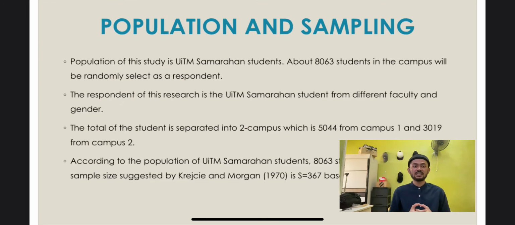So for the population and sampling, the population of this study is UiTM Samarahan students. About 8,063 students in the campus will be randomly selected as respondents. The respondents of this research are UiTM Samarahan students from different faculties and genders. The total of the students is spread into two campuses, which is 5,044 from campus 1 and 3,090 from campus 2. According to the population of UiTM Samarahan students, 8,134 students in total. The sample size suggested by Krejcie and Morgan 1970 is 367 based on the total population.